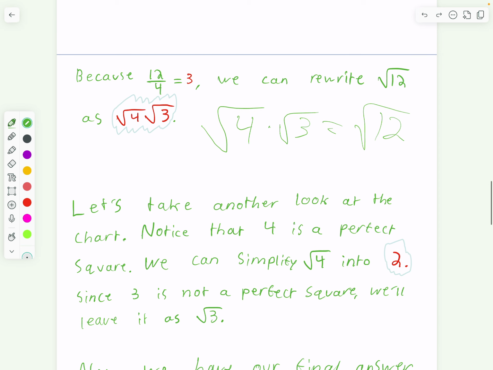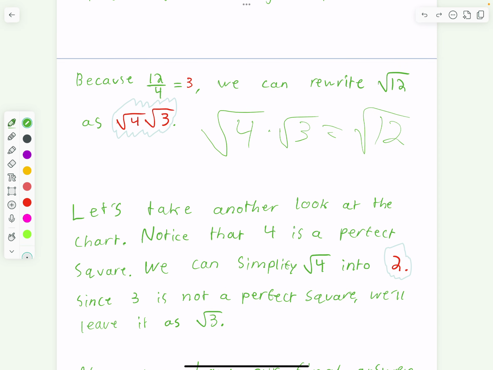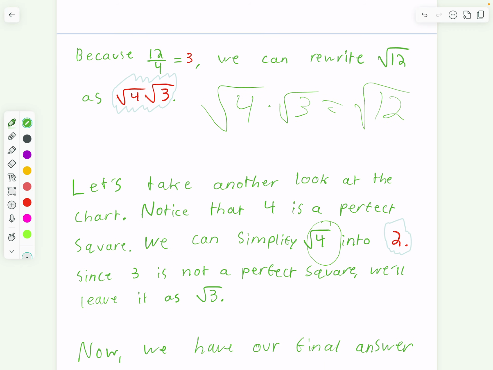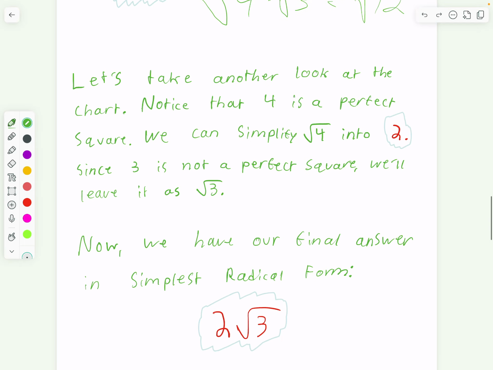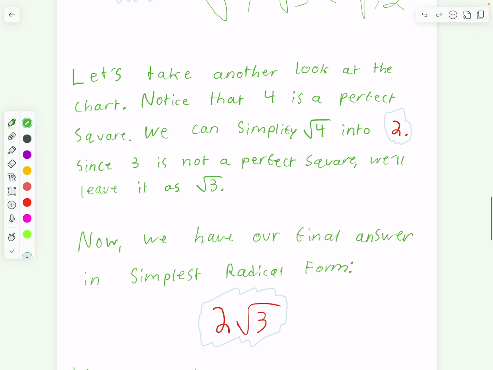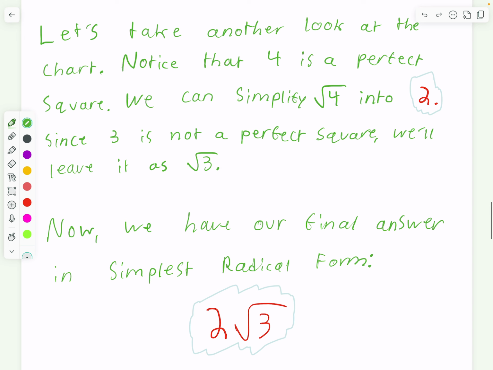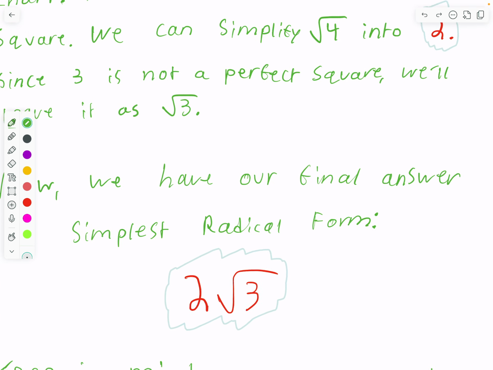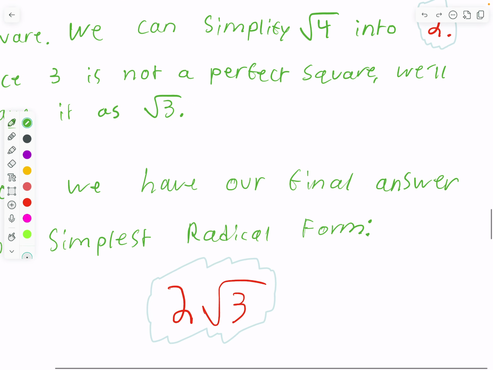It's the same value. And since 3 is not a perfect square, we're going to leave that alone as rad 3 because that's already as simple as it can get. It's not like it can simplify down like rad 4 can into 2. It stays the exact same. So now we actually have our final answer. It's not that long of a process. You just kind of have to know the steps to go through. So we can rewrite rad 4, rad 3 as 2 rad 3 because the rad 4 is equal to 2.